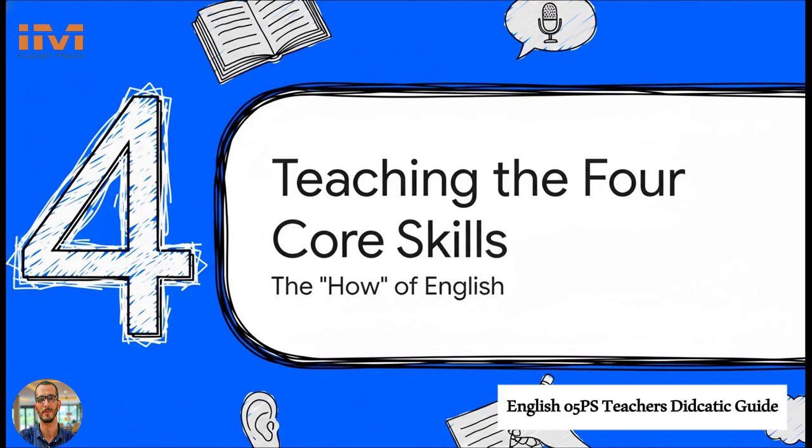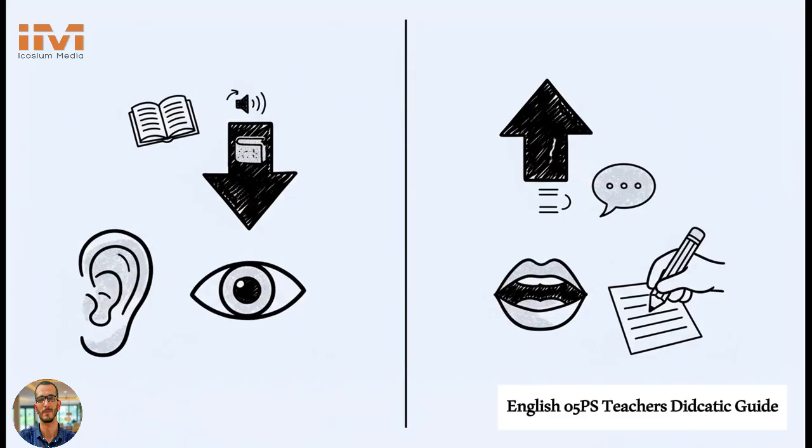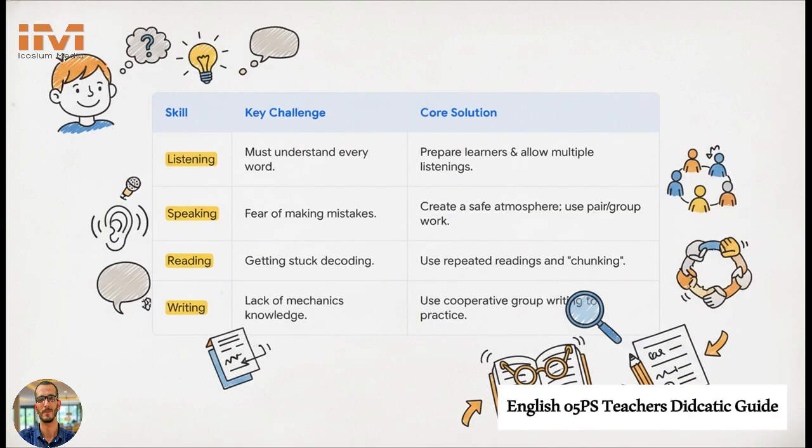All right, let's get into the nuts and bolts. We're talking about teaching the 4 fundamental language skills. This is the how of English class. Now, a really helpful way to think about these skills is to split them into 2 groups. You've got your receptive skills, that's the language coming in, so listening and reading. And then you have your productive skills, that's the language going out, so speaking and writing, input and output. Simple as that.